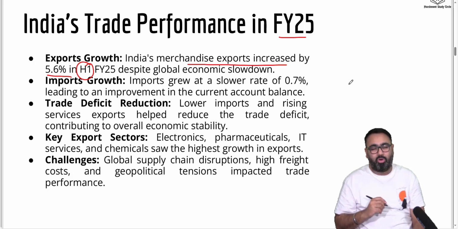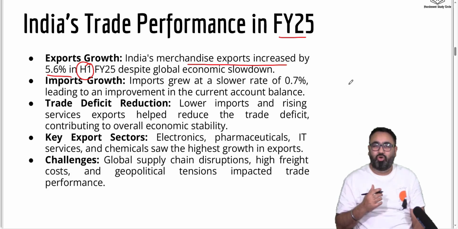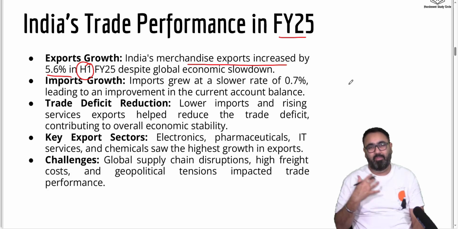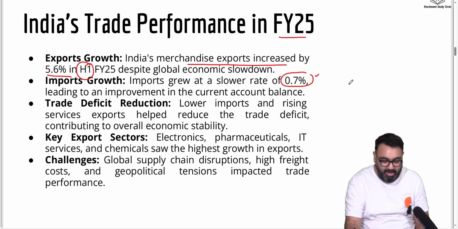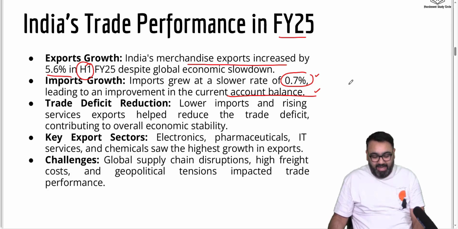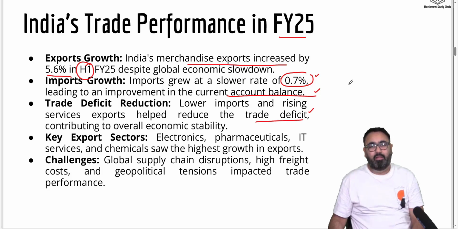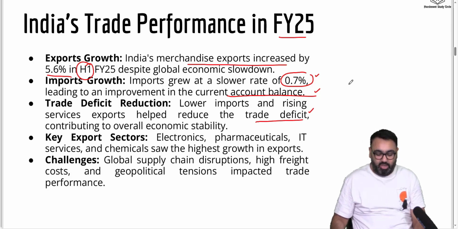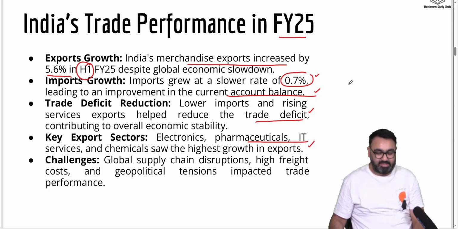On the other hand, import grew but at a very slow pace, which again is a good sign. Less import means our trade surplus will increase, our balance of payment will become better. So import grew at only 0.7%, which means our current account balance also improved. Then the trade deficit reduced because again more exports and lesser import. It reduced the trade burden. The things that we exported most included electronics, pharmaceuticals, and IT services along with chemicals.